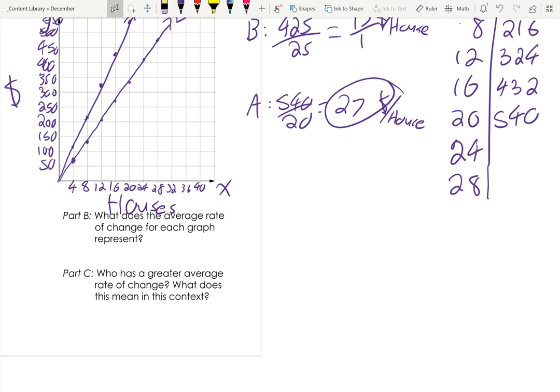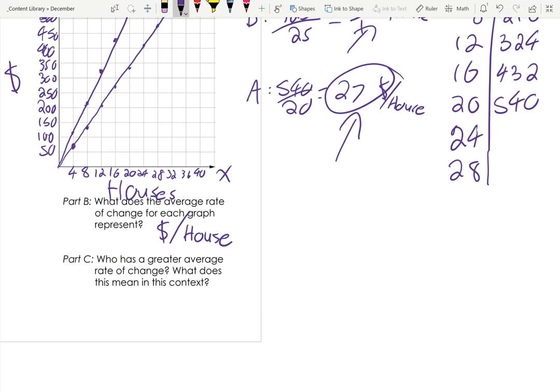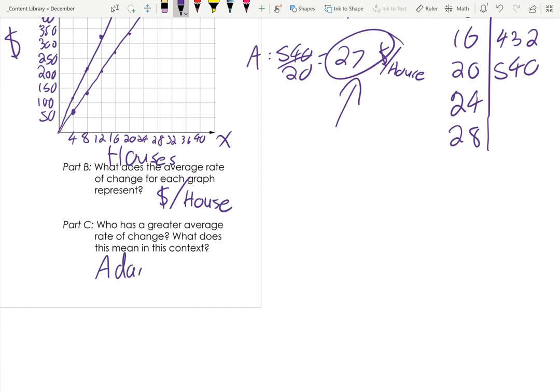What does the average rate of change for each graph represent? The average rate of change represents, of course, the money made per house. And who has a greater average rate of change? In this case, it's Adam. You can see Adam's line is a lot steeper than Brandon's because he makes $27 per house, whereas Brandon only makes $17 per house. So Brandon's is definitely greater. I'm sorry, no, Adam's is definitely greater. I said that wrong. Adam's with a whopping $27 per house compared to Brandon's 17.